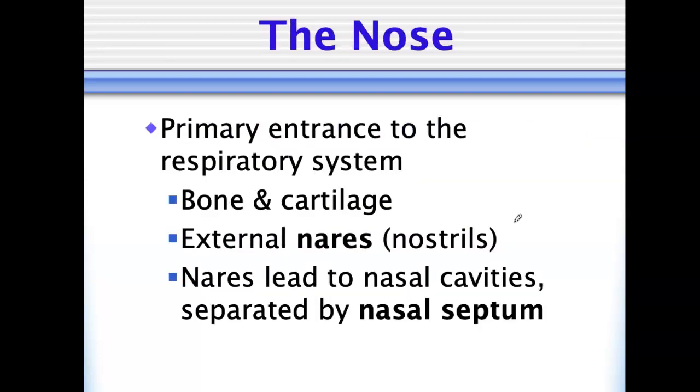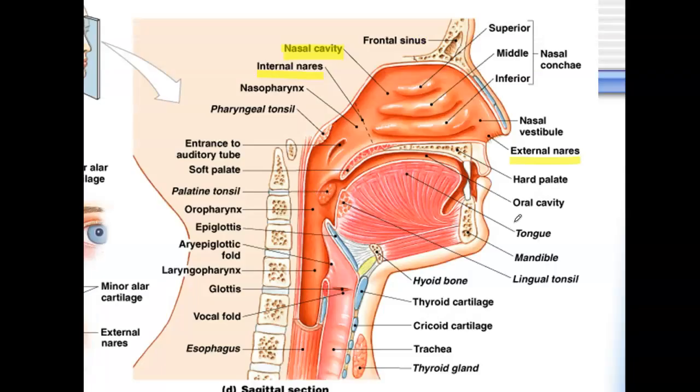So the primary entrance to the respiratory system includes bone, right? We have nasal bone, that whole area, and cartilage, a lot of cartilage, and you have your external nares. That's the anatomical term, really your nostrils. That's all it is. And those nostrils or nares lead to nasal cavities that are separated by a nasal septum, going in right or left.